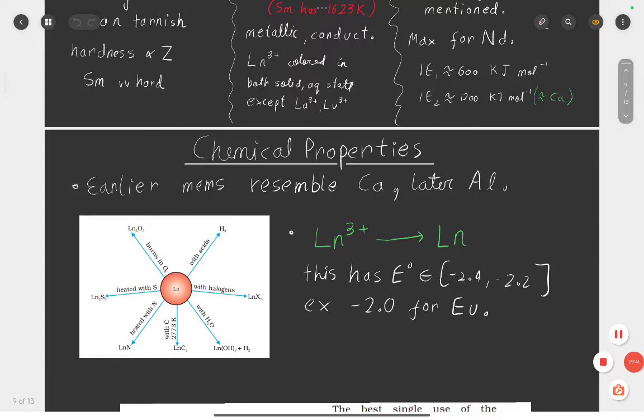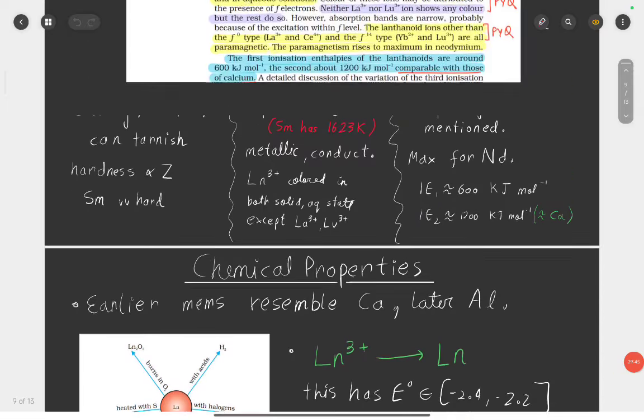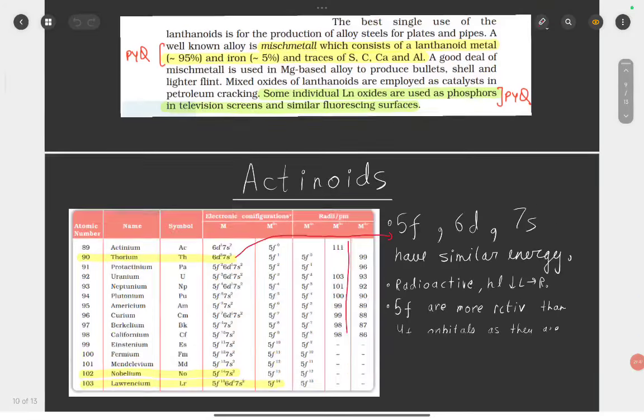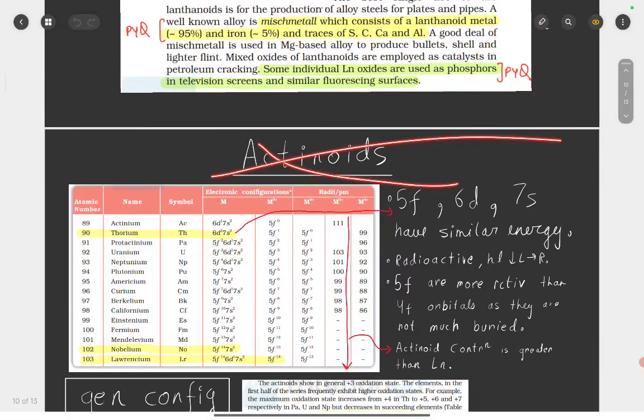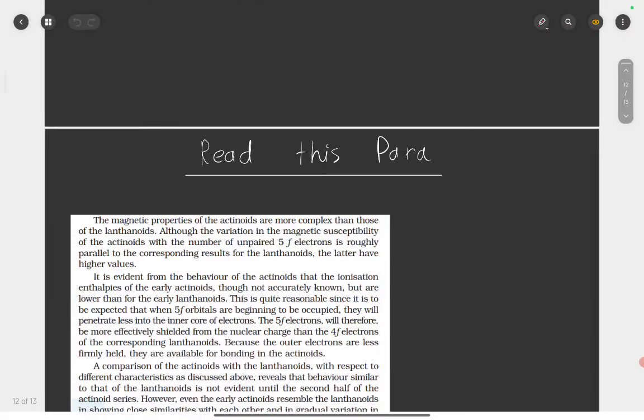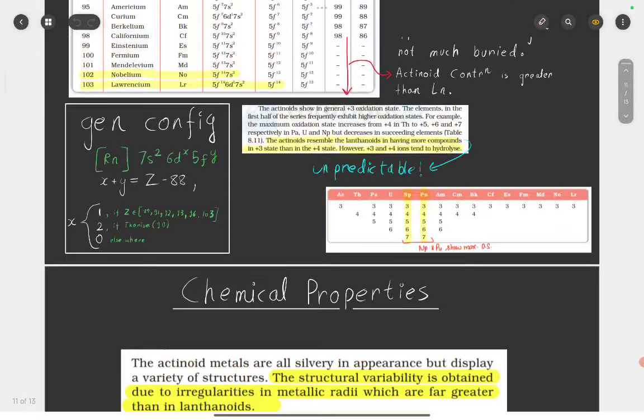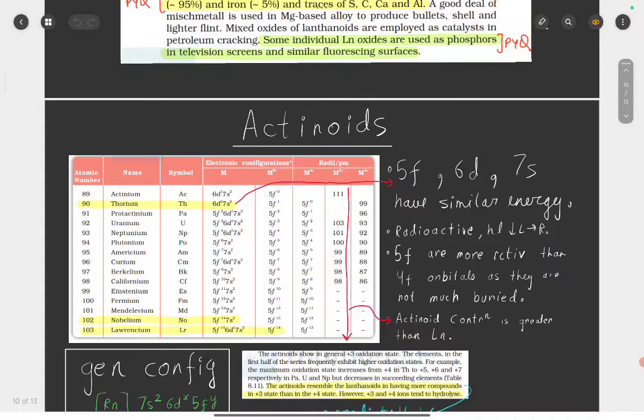Now that was it about lanthanoids. Congratulations, pat yourself on the back because you have finished the biggest part of this chapter. Now, I don't want to teach you this, but just because it is in the NCERT, I am forced. And hence, let's learn about actinoids.